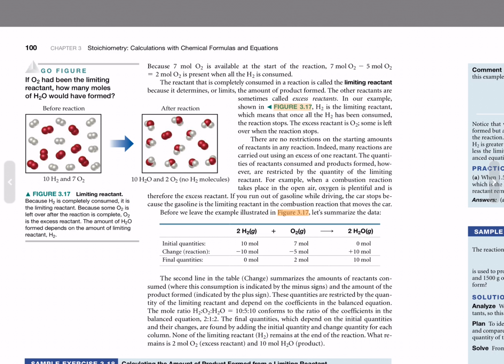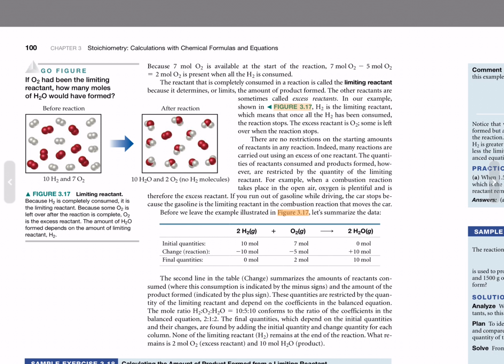Before we leave the example illustrated in Figure 3.17, let's summarize the data. The initial quantity of hydrogen was 10 moles. The initial quantity of oxygen was 7 moles, and of water was 0 moles. During the reaction, you lost all 10 moles of hydrogen, you lost 5 moles of oxygen, and you gained 10 moles of water. For the final quantities, you had no hydrogen left over, you had 2 moles of oxygen left over, and you had 10 moles of water produced.